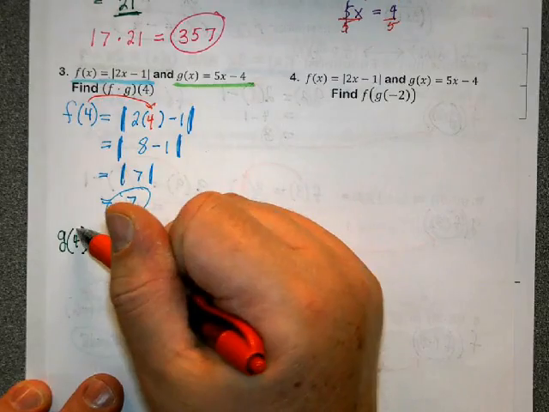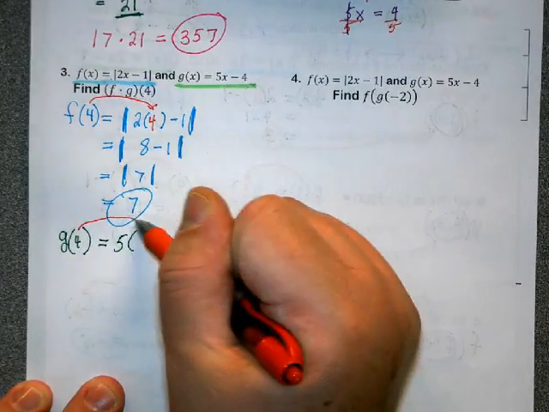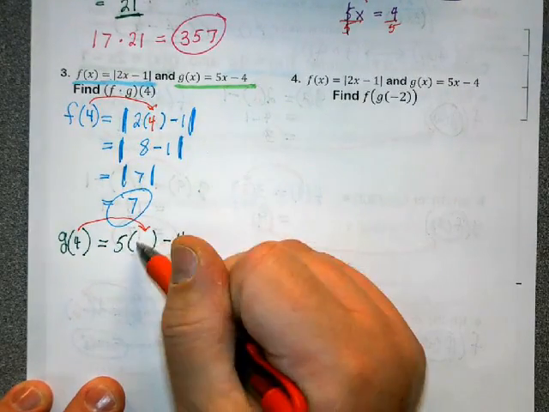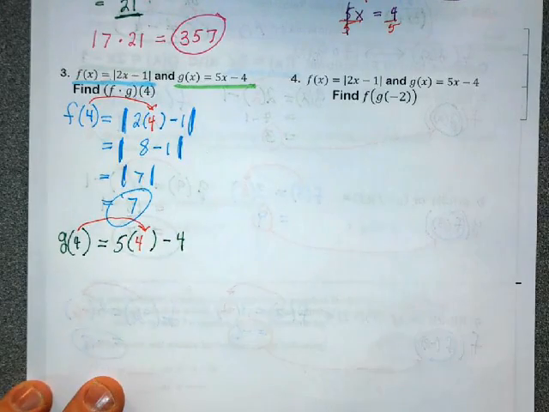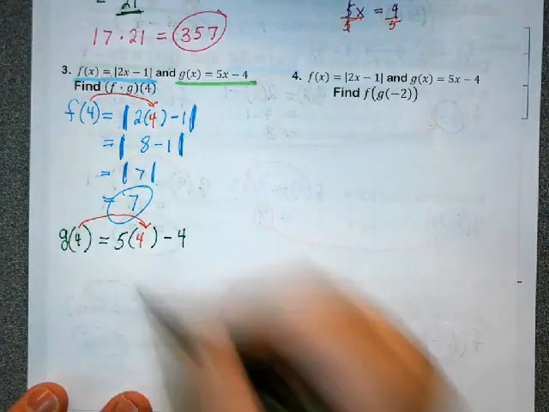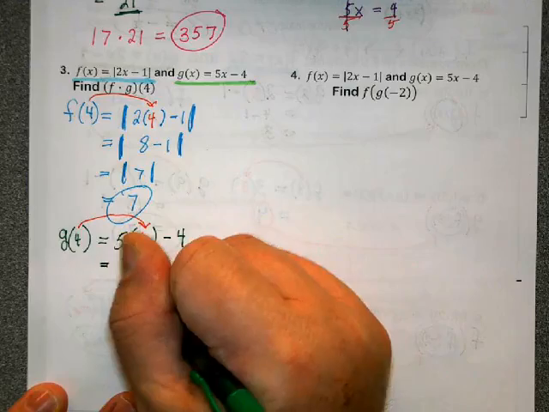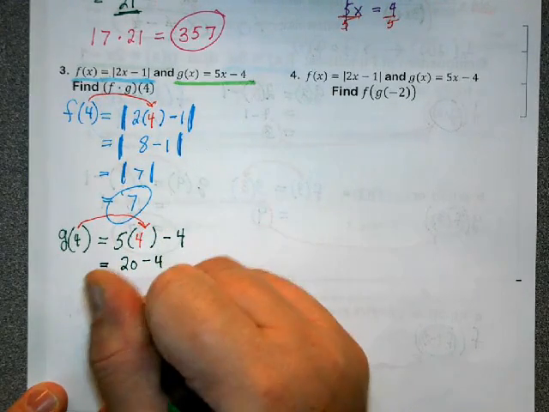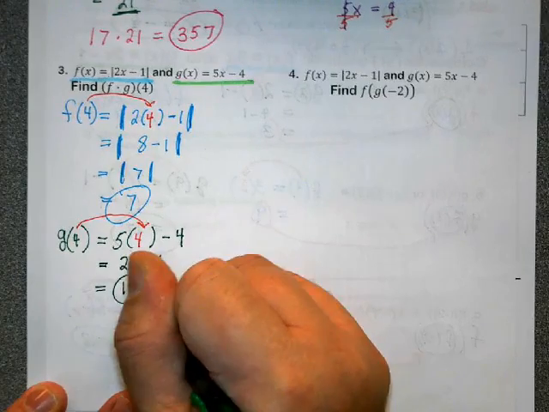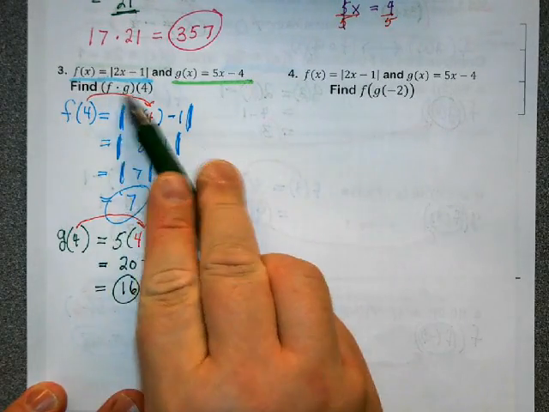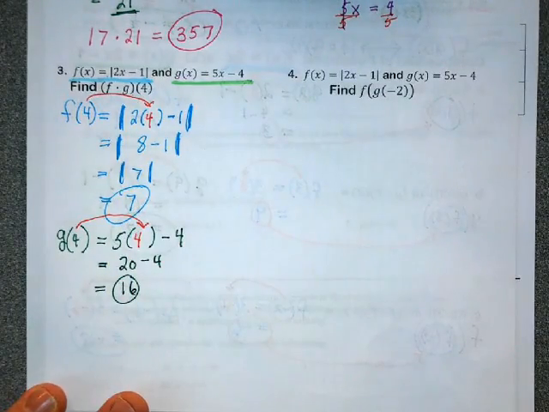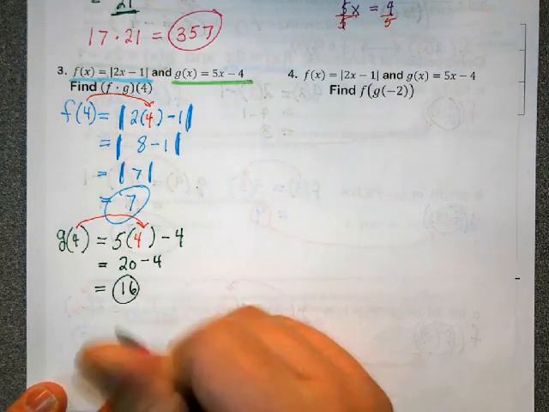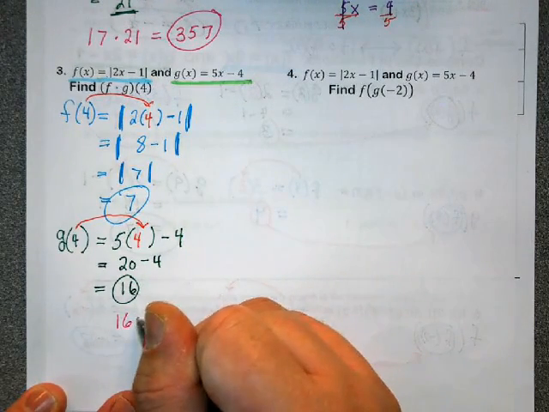Okay, g, let's see, I have 5 times x minus 4. Not even hard. Okay, 4 for my x. I have 20 minus 4, which is 16. Then I have to multiply them together, right? So 16 times 7 is 112.